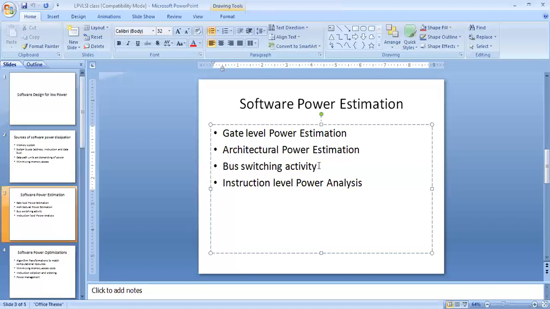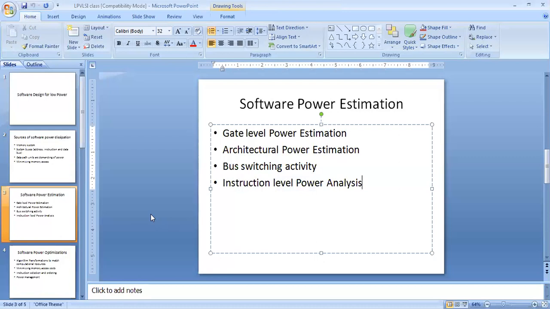Bus switching activity depends on how you write the instructions. It depends upon the instruction opcode. Instruction level power analysis means you have to analyze the instructions. Whichever instructions consume lesser power, you can use those instructions so that it will give lesser power consumption. So these are the software power estimation.